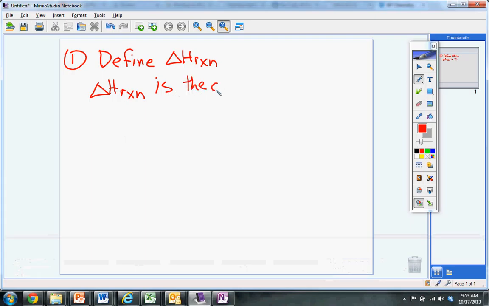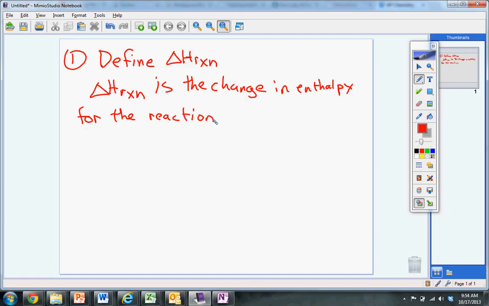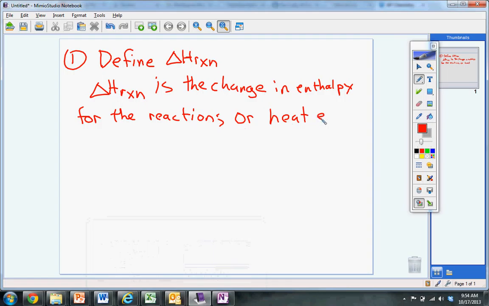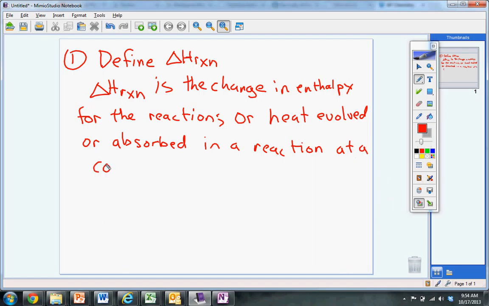Let's use our big word. The change. How do we define heat? What do we call it in chemistry? Enthalpy. It is the change in enthalpy for the reaction. All right, so this is number one. Or it could be the heat evolved or absorbed in a reaction. What does evolved mean? Given off. All right, given off or absorbed in a reaction at constant pressure. Okay? So you should have all of that. And guess what? You get to read about that and outline that tonight.